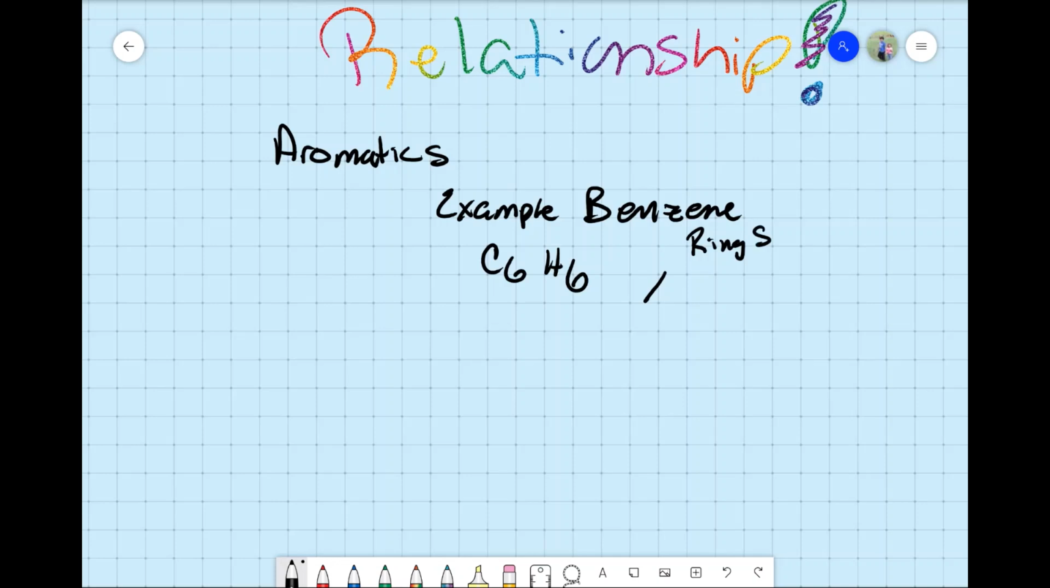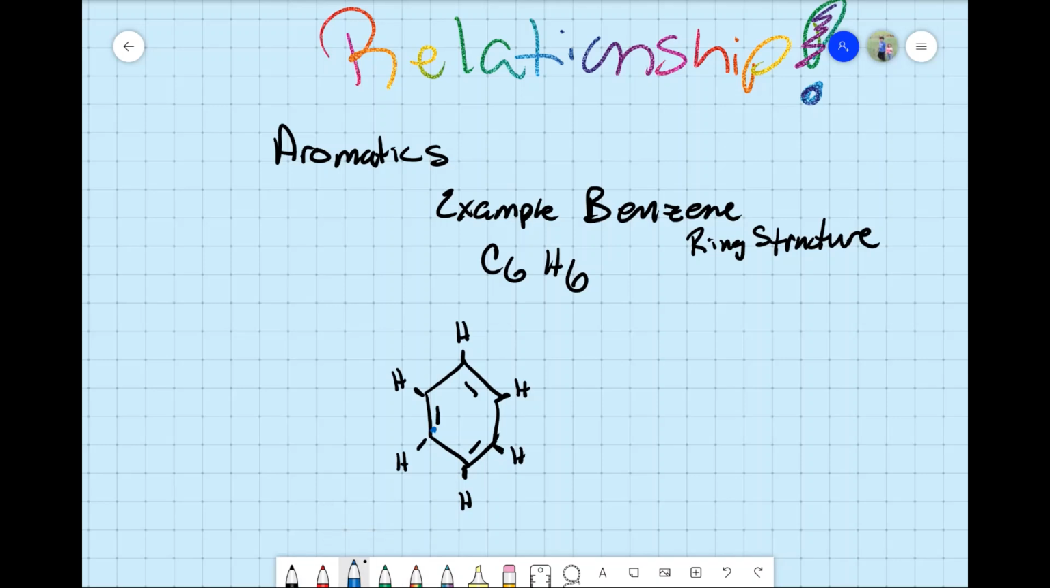I'm going to write this. So benzene's a ring structure. I'm going to write it elsewhere on my little screen here. So we have our benzene ring structure, and at every inflection point there's a hydrogen, and there's a carbon here at every point as well. I kind of goofed it. There we go. So C6H6, benzene.